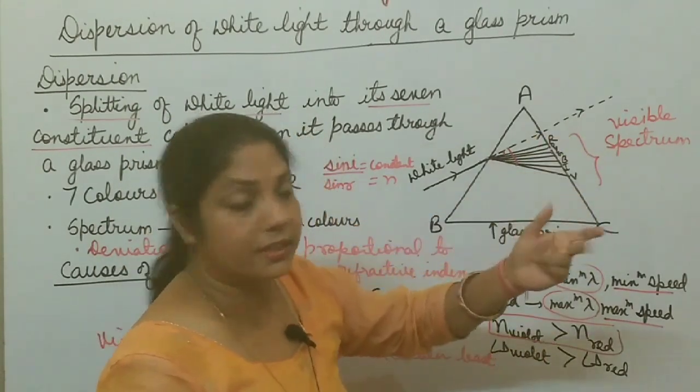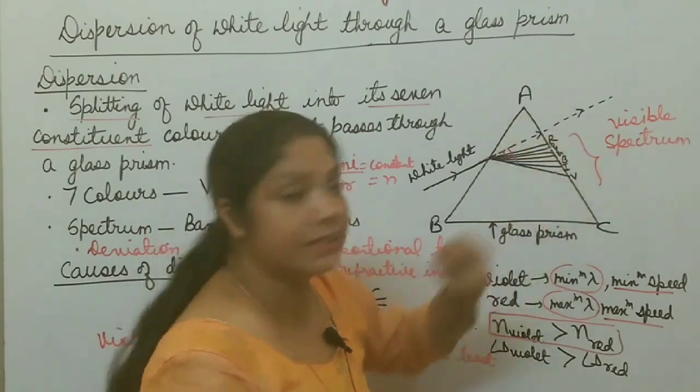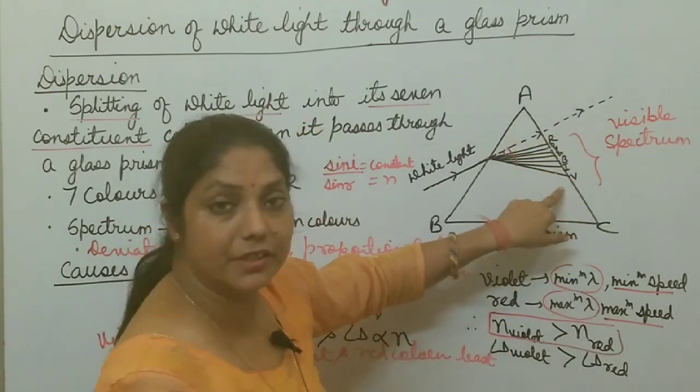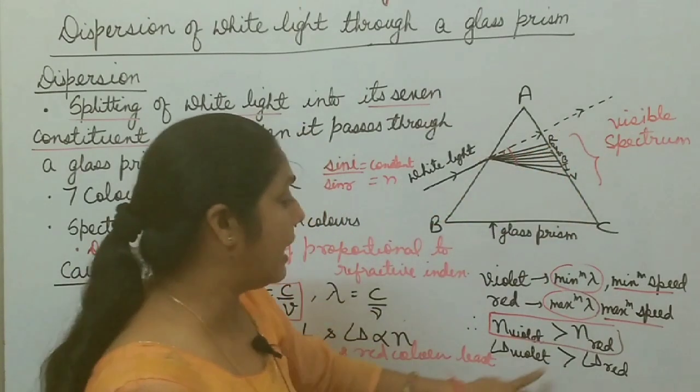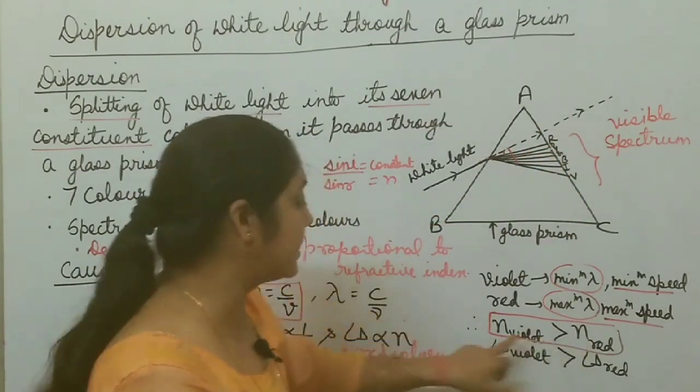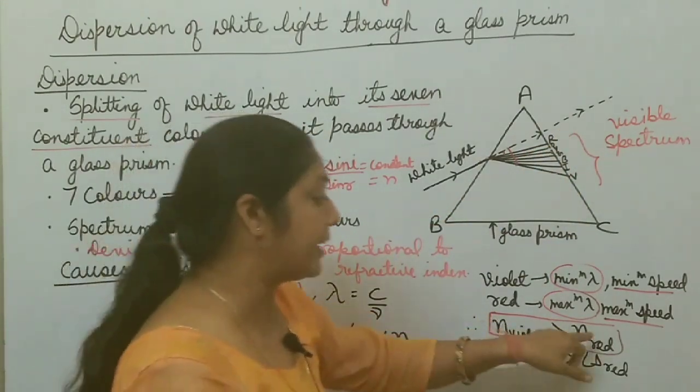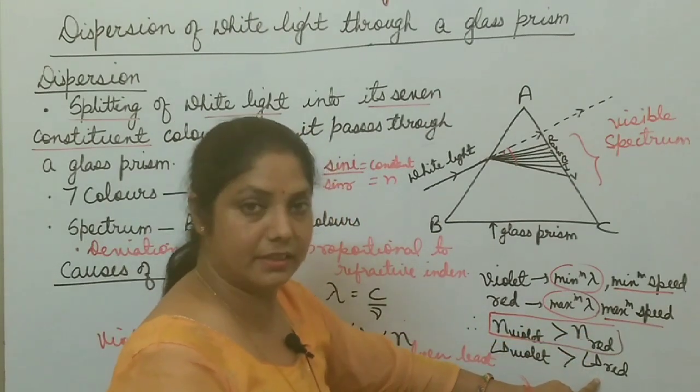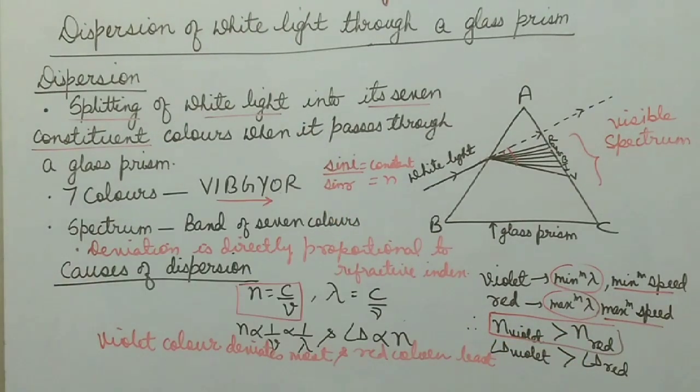Then one question is there, why does red color deviate less and violet color deviate most? Because red color has lesser refractive index than violet color, and if refractive index is less, it deviates less, right? Now, these are about dispersion of white light. Please take a screenshot.